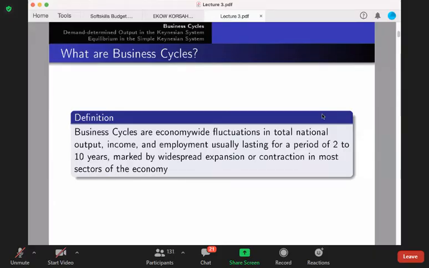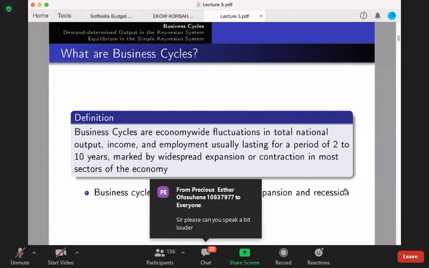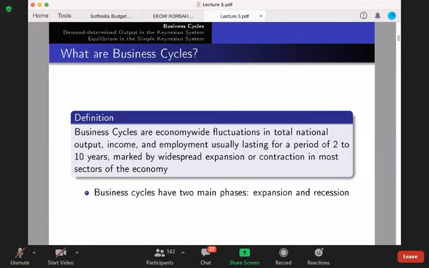So it is an economy-wide fluctuation in national output, income, or employment, and it usually lasts for a period of 2 to 10 years. Business cycles have two main phases: the expansion and then the recession. In the next slide, there is an example of what an expansion is and what a recession is.